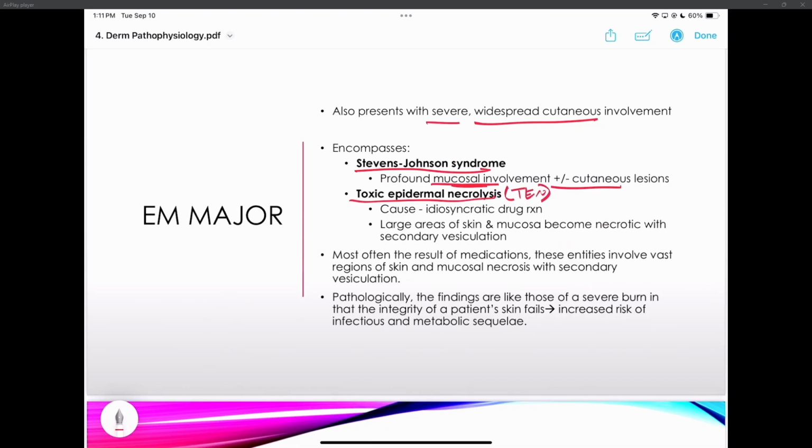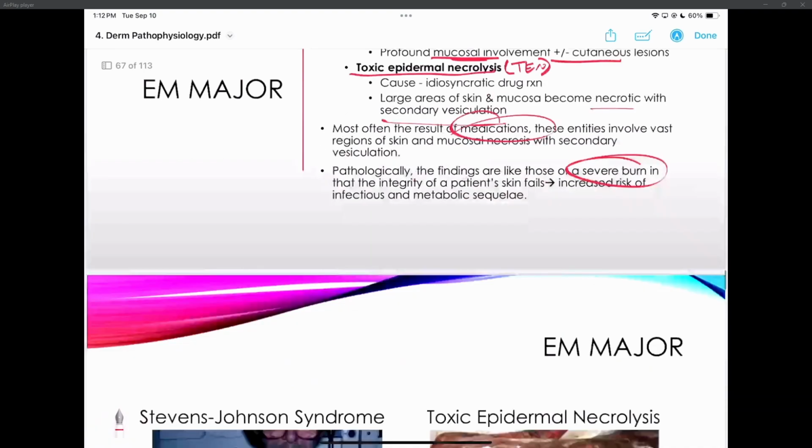Cause, drug reaction. Large areas of skin and mucosa become necrotic with secondary vesiculation. Most likely medications are what cause these things. They're going to treat them like a severe burn. And when you see the pictures, you're going to be like, oh yeah, that looks like a severe burn. But it's really this toxic epidermal necrolysis causing this appearance.